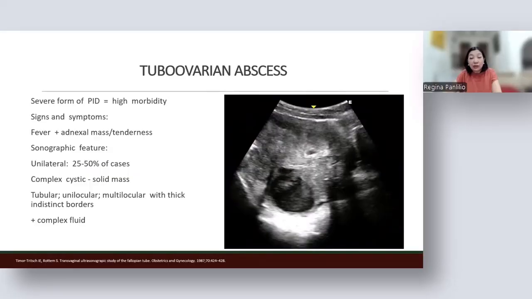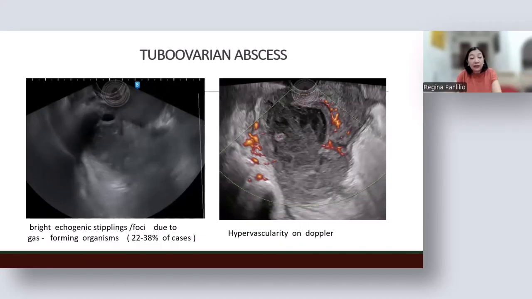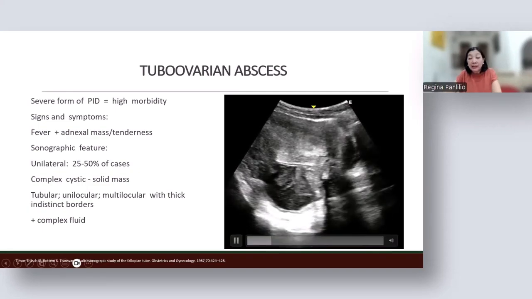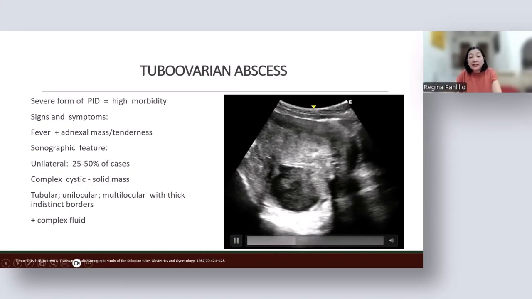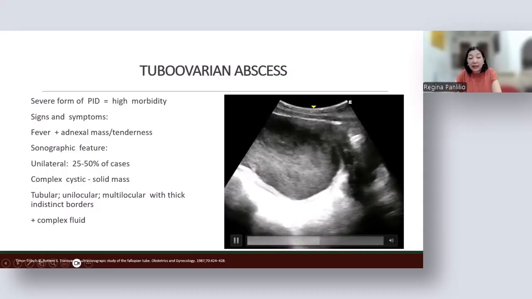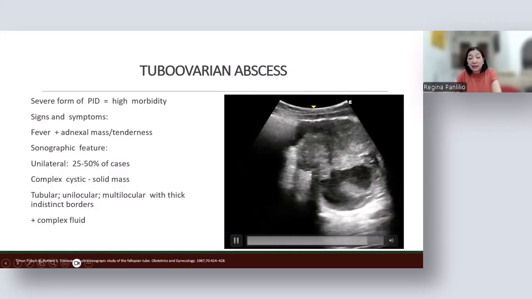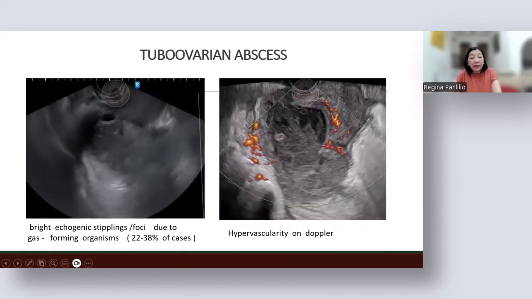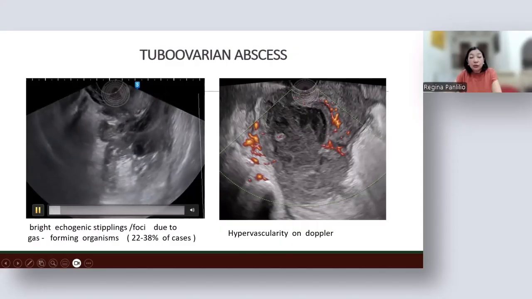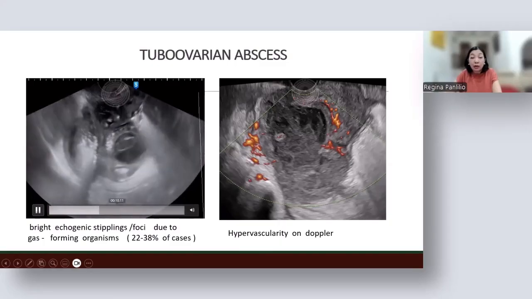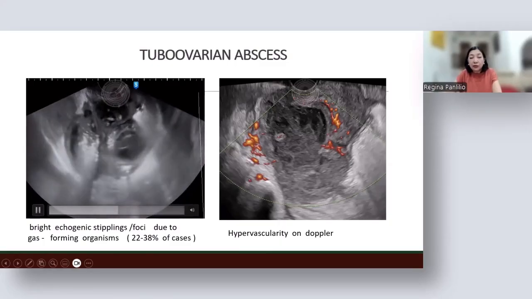With progressive infection, a tubo-ovarian abscess is now formed, and this is recognized as a serious complication of untreated pelvic inflammatory disease. There is loss of normal ovarian anatomy, and the mass is now more complex, cystic to cystic-solid mass with complex fluid. This shows a mass that is almost as big already as the uterus. And there can be bright echogenic stipplings due to gas-forming organisms, casting posterior acoustic enhancement, which may be mistaken for air in bowels. So you really have to do your careful examination.